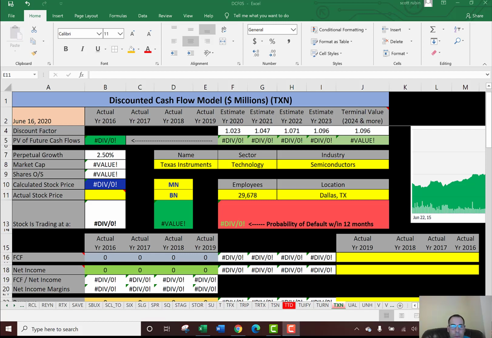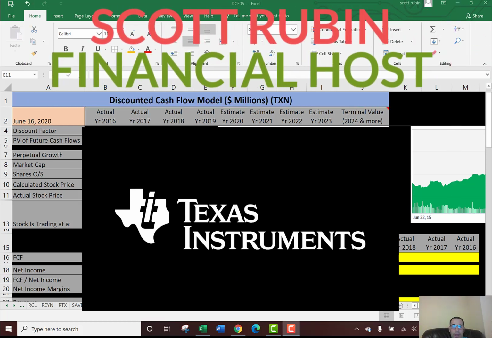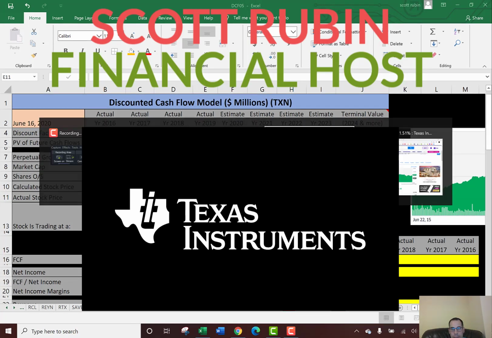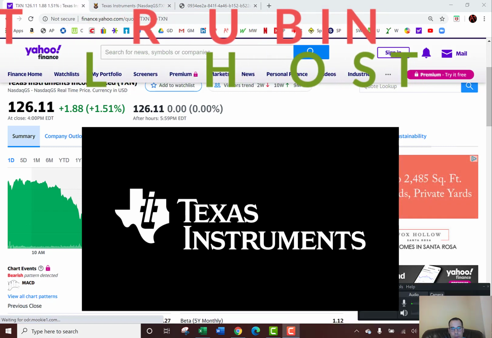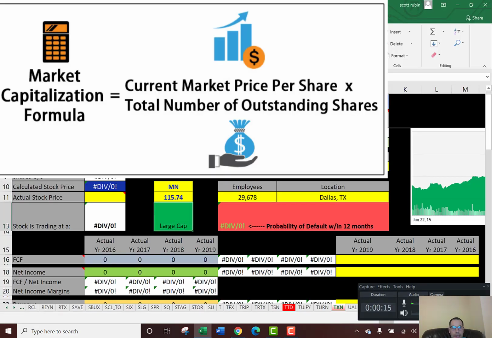Do you ever look at a stock and wonder, should I buy it? Is this a good price or not? I'm going to show you how to value a stock using a discounted cash flow model. And the first thing we need is the market cap, which is $115.74 billion. And we're going to be looking at Texas Instruments.